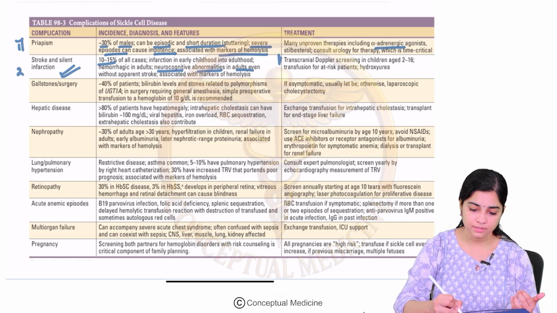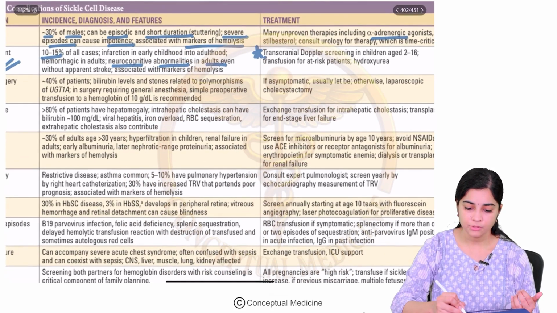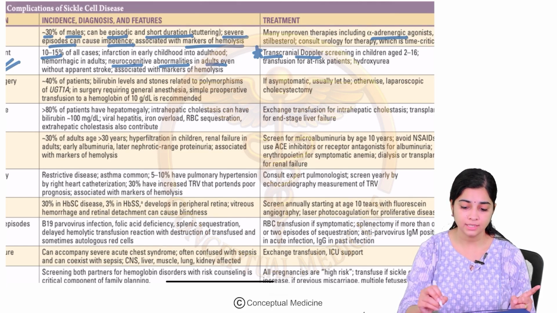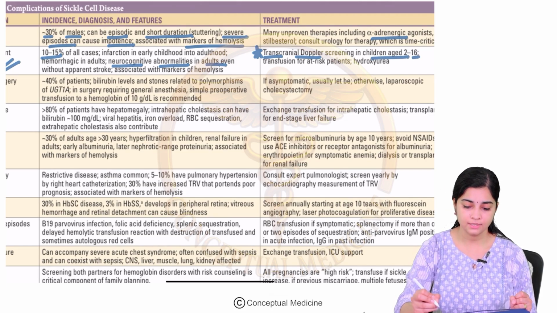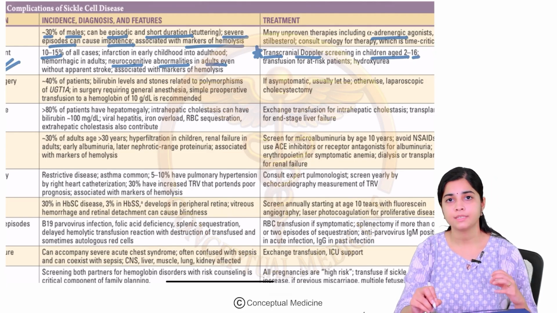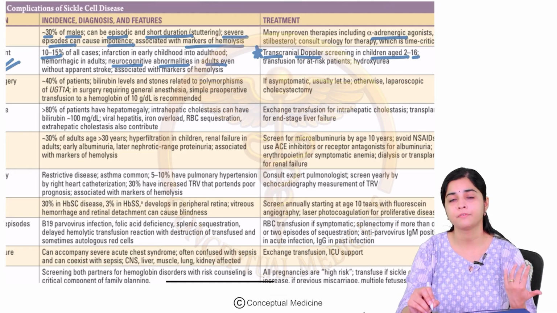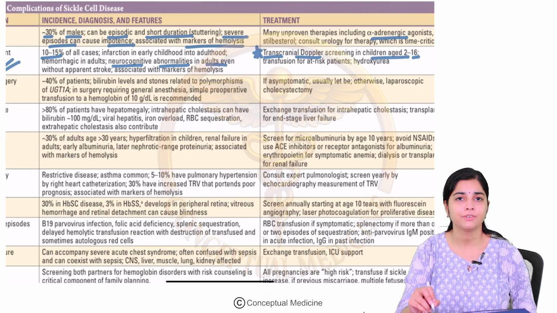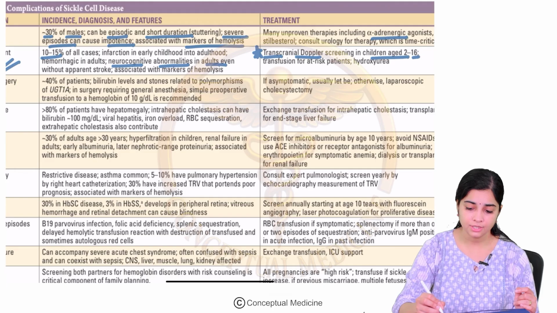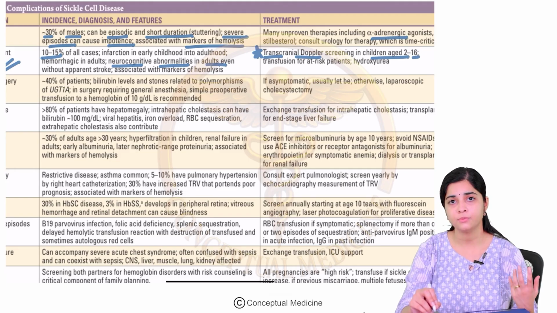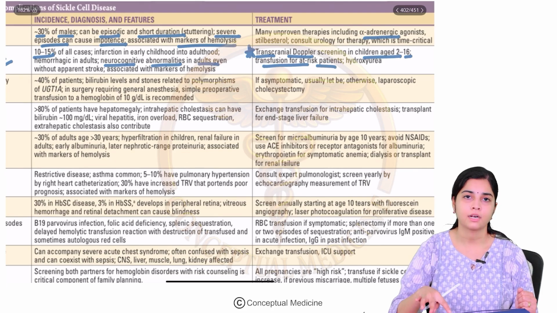So the most important screening test, which has been advocated as a part of the guidelines, is transcranial Doppler screening in children aged 2 to 16, right? This is done because you start blood transfusions earlier in these patients to prevent repeated episodes of stroke. So you do a transcranial Doppler evaluation and start at a younger age, 2 to 16 itself. And if there is a high risk, so you find evidence of decreased flow at a younger age itself, then they may be transfusion dependent.